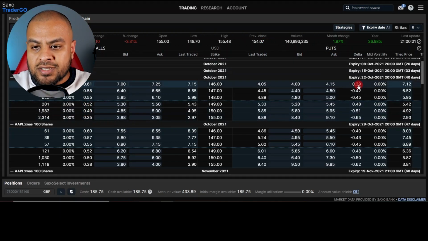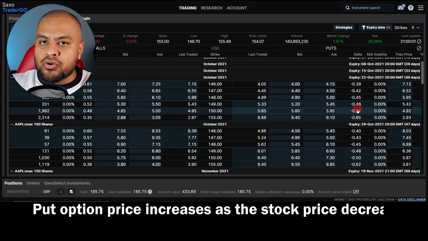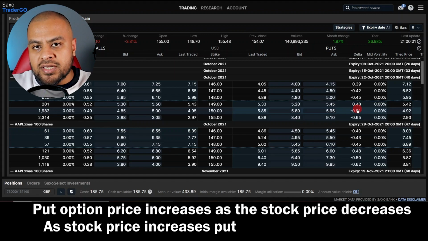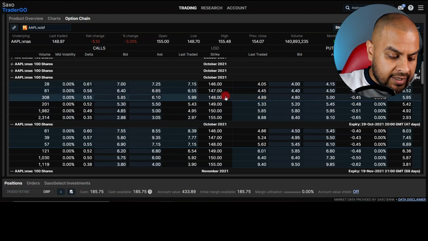For put options, the delta is negative. So what that means is the option price increases as the stock price decreases, and as the stock price increases, the option price decreases. So let's do an example.